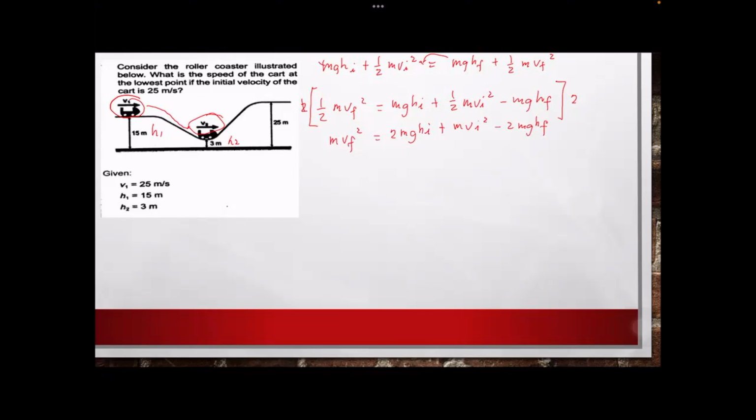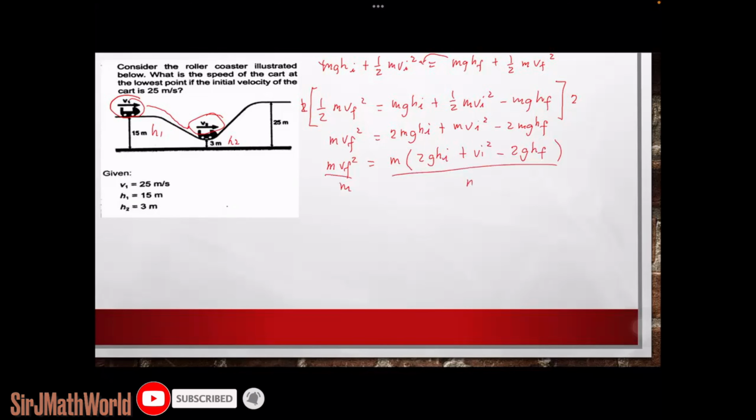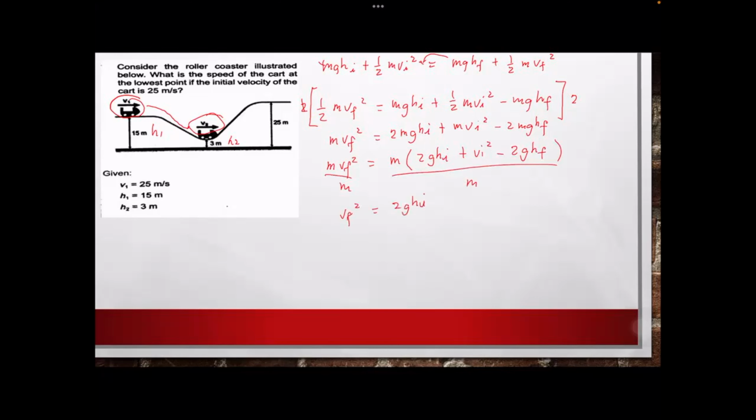Let's use the CMF dito sa right side. So, magkakaroon ng mvf squared is equal to, they are common in m. So, this is 2 ghi plus vi squared minus 2 ghf. Then, divide both sides natin ng m and m. So, vf squared is equal to 2 ghi plus vi squared minus 2 ghf. Yan yung ating formula.